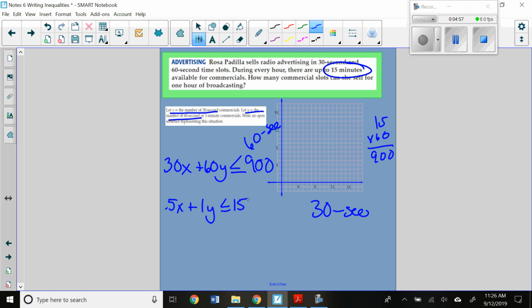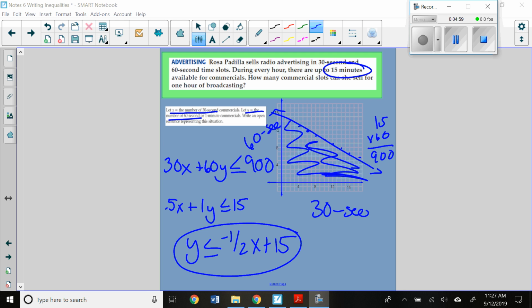All right, so either equation, when you did either one, it would simplify to y is less than or equal to negative 1/2 x plus 15. And I have that graphed up there. It's a solid line because it's equal to and it's shaded below.